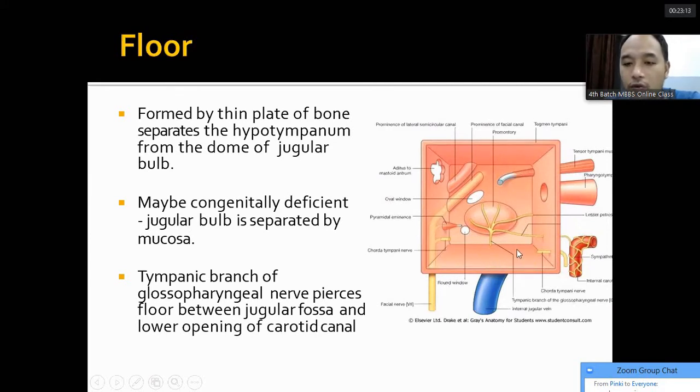And another nerve also passes through the floor. This is the tympanic branch of the glossopharyngeal nerve. It pierces the floor between the medial wall and the floor of the middle ear cavity. This is the tympanic branch of the glossopharyngeal nerve.